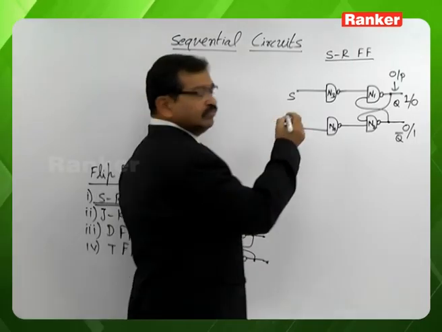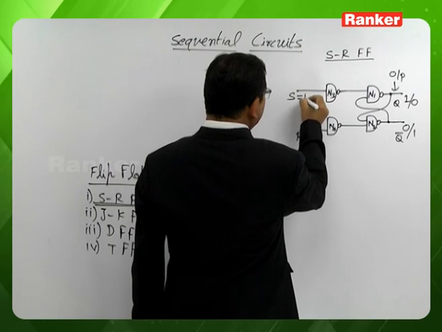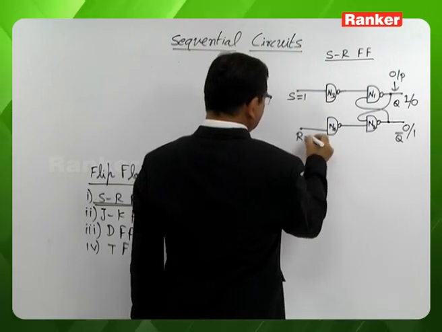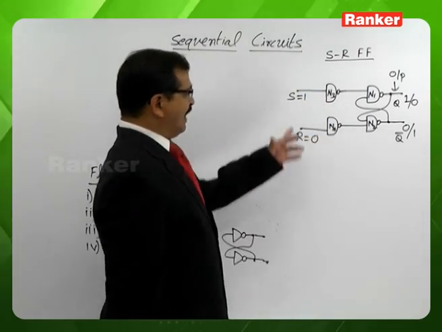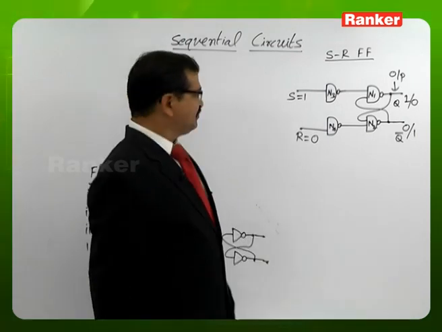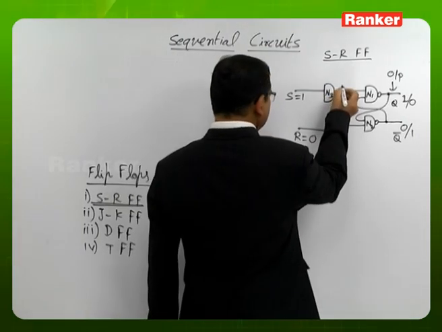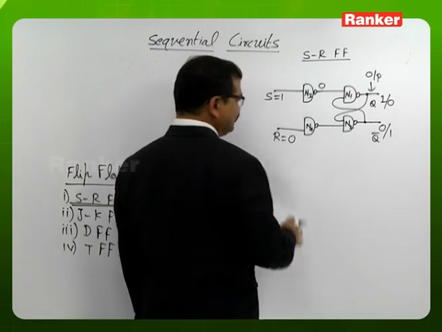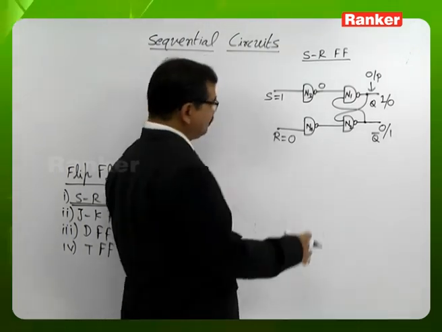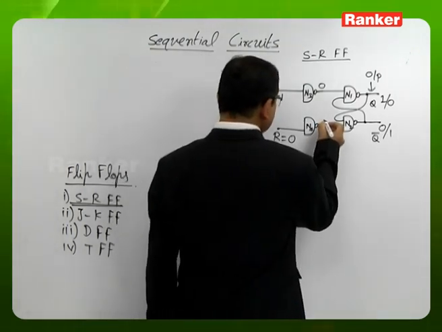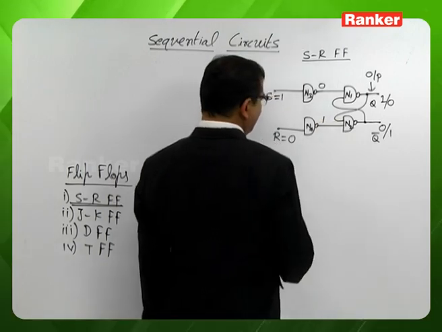If S is 1 and R is 0: having S as 1, the gate N3 output becomes 0. Having R as 0, the gate N4 output becomes 1.